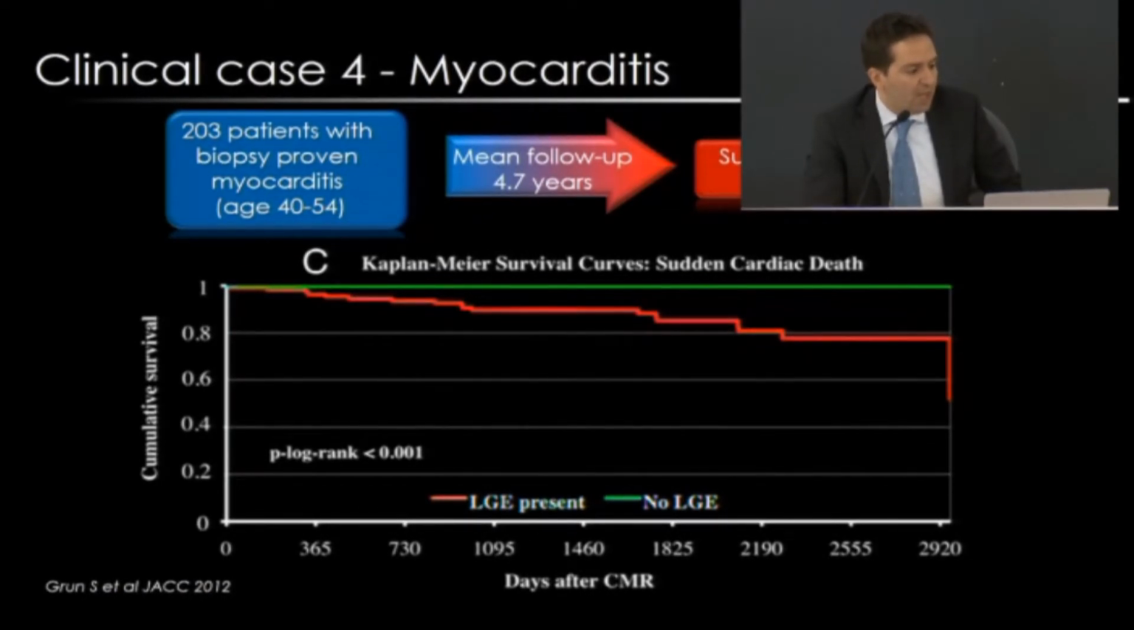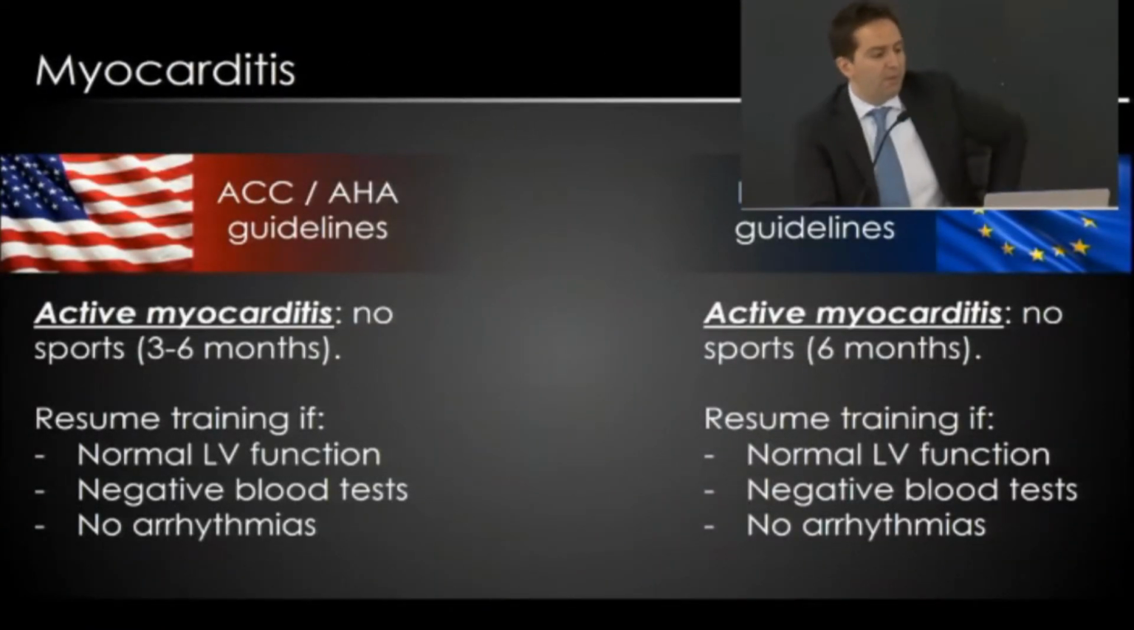203 patients with a biopsy-proven myocarditis, with an age of 40 to 54 years, underwent a CMR, and they were followed up for 4.7 years. And those that had late gadolinium enhancement identified on baseline examination had a poor prognosis, as you can see here from the red line. So, again, finding of a fibrosis after a myocarditic process has a bad prognostic significance in patients with myocarditis.